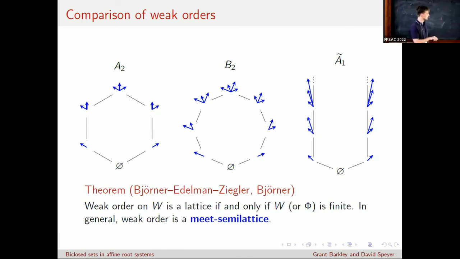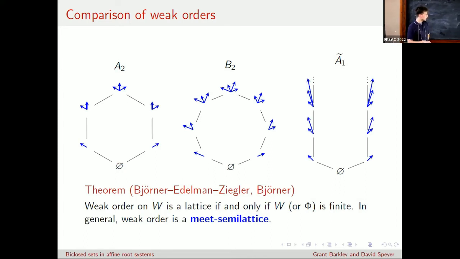It turns out, even though these are really simple pictures and there's really no reason to think about lattices when we're just looking at circles, the lattice property continues to work in higher dimensions, whereas some other things you might want to try to describe these as fail. So it turns out the weak order on a Weyl group is a lattice if and only if the Weyl group is finite. And it's equivalent to say that the root system itself is finite. That's a theorem due to Björner, Edelman, and Ziegler. And they proved a more general version of that, actually.